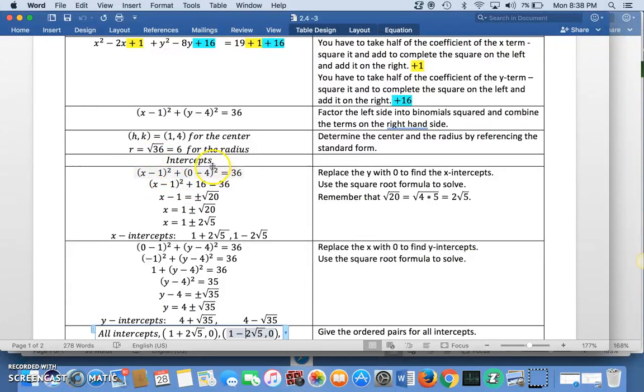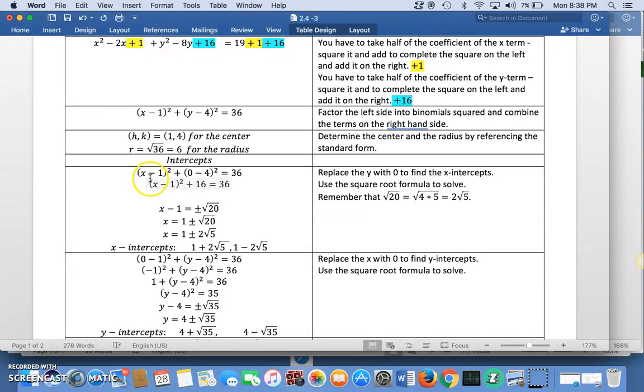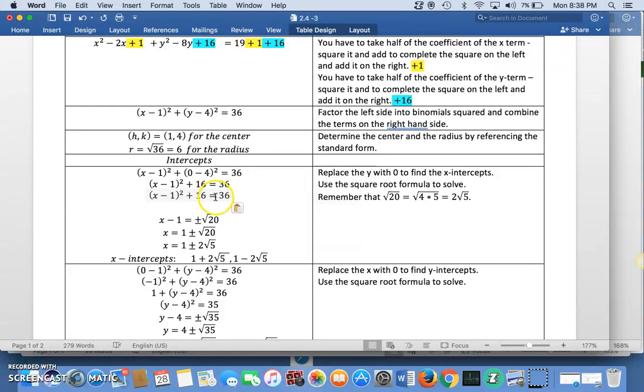Okay, well, if you want intercepts, to find the x-intercepts, you let y equal 0. So that turns that into a negative 4, and when you square it, you get 16. 16 from 36 leaves what? 20. If you really wanted to put that one in, you could put that step in. What is it actually going to be? Let's adjust this and make this the actual 20 here.